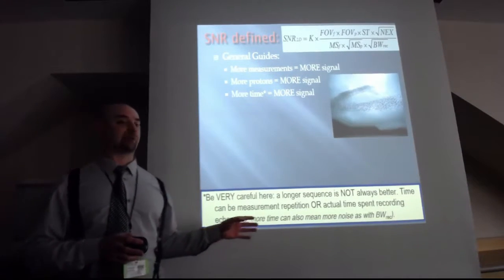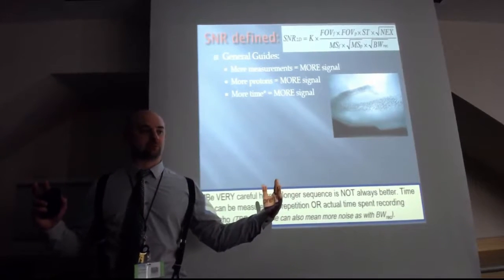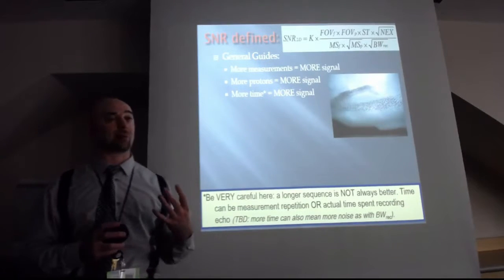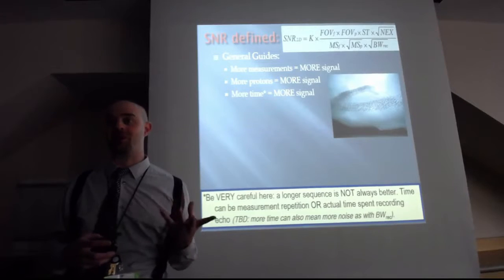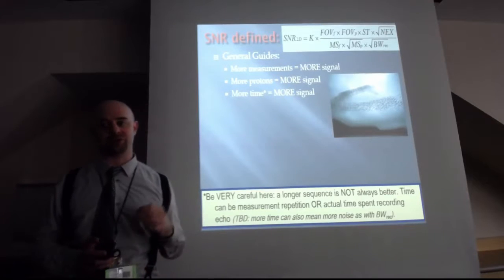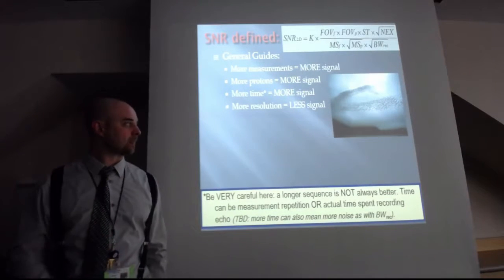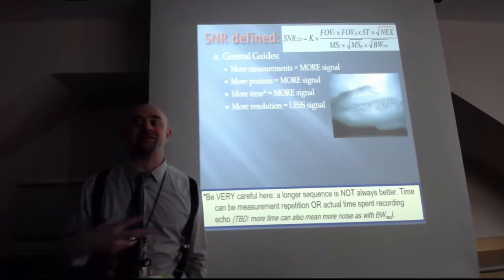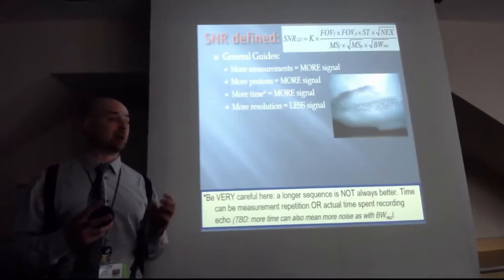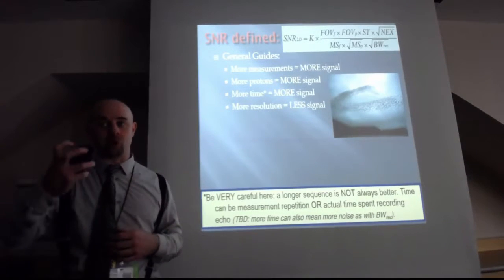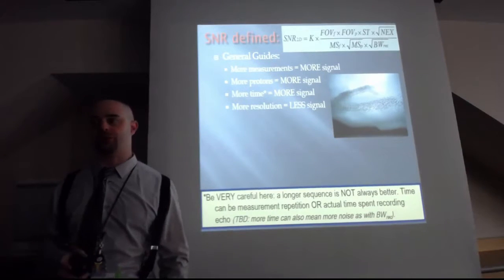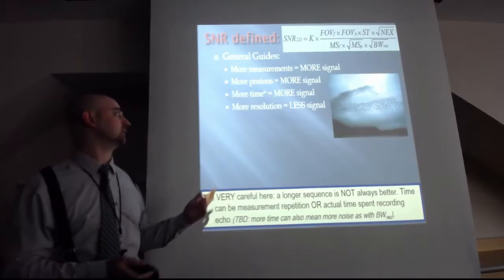Time can also refer to both the overall length of scanning time or the length of time that you're listening to each individual echo. Remember that more time can also mean that you're collecting more noise. So it's a pretty complicated issue. In general, a longer sequence is going to have more signal, but be wary of that one. If you have more resolution, you're going to have less signal, right? You can never get a free lunch. If you have better spatial resolution, then you're by definition dealing with less signal. Otherwise, we would just crank up the spatial resolution on every study we did and make it infinite, right?